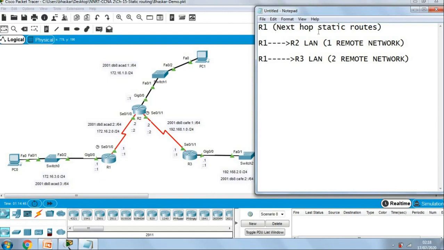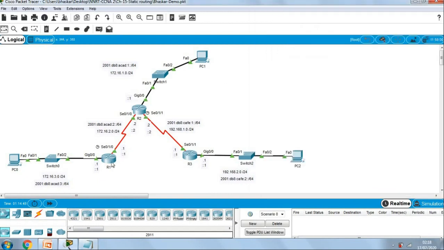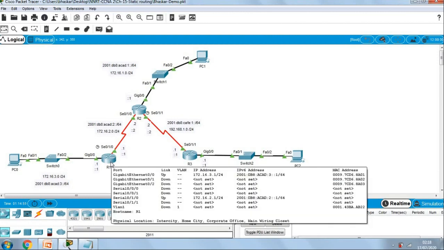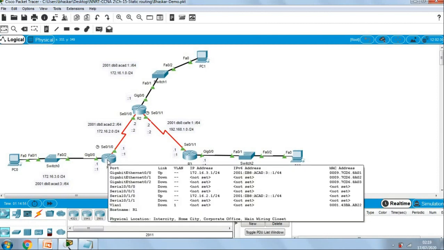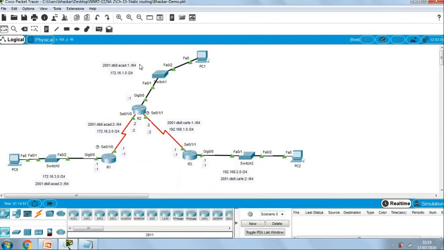What type of static routes? Next hop static routes. So from R1, how many static routes do you have to configure to reach both PC1 and PC2? To reach PC1, we have only one remote network, so one static route. Plus from R1, if you want to reach R3 through R2, because of this path we don't know about this one and this one, so we will get two remote networks. So 2 plus 1, totally 3 static routes you have to configure.